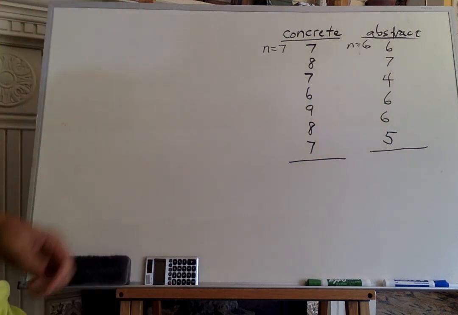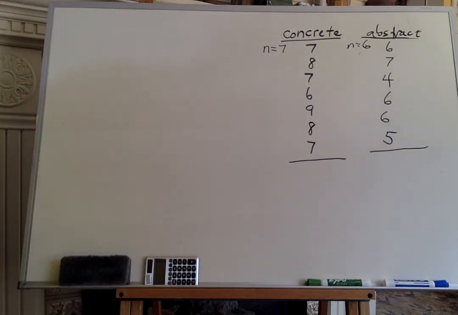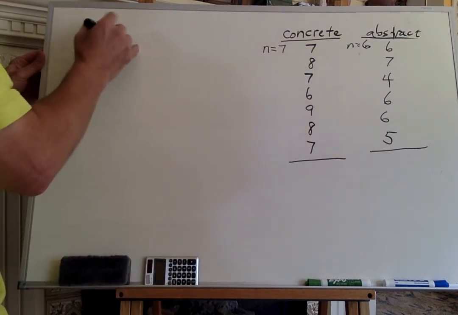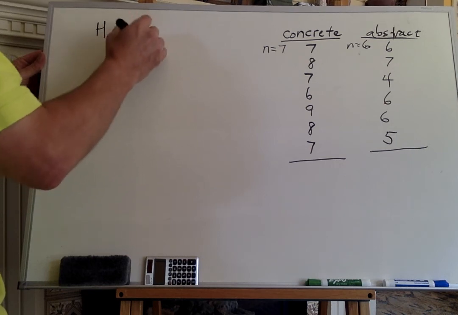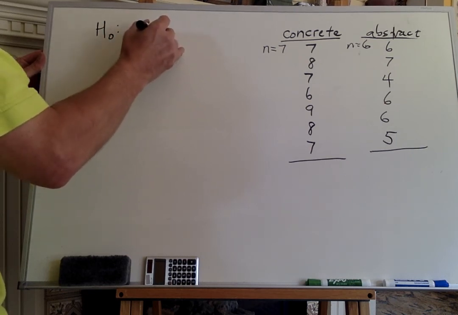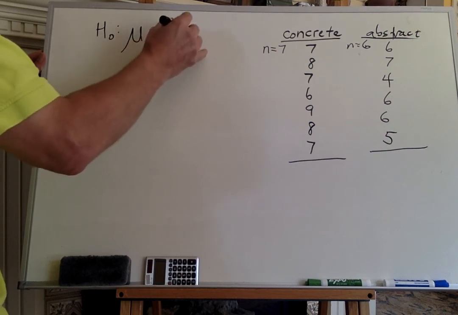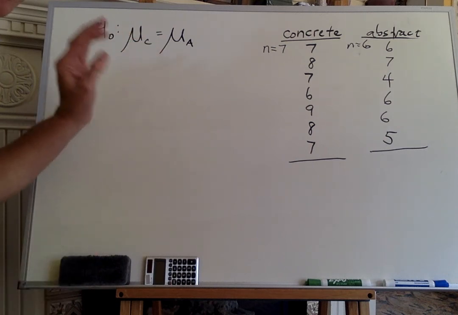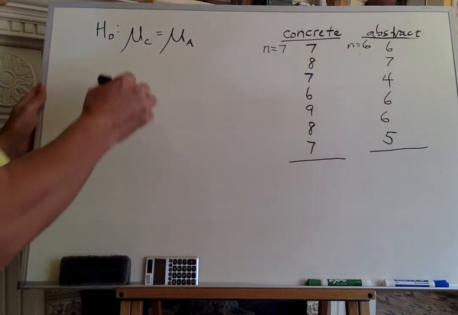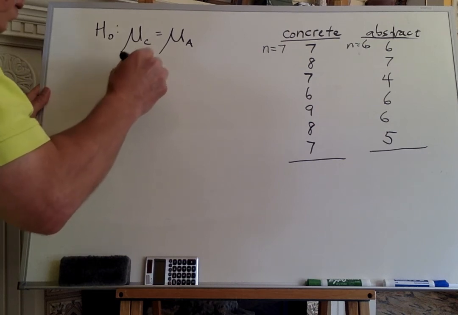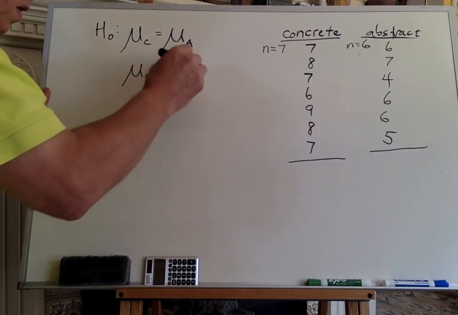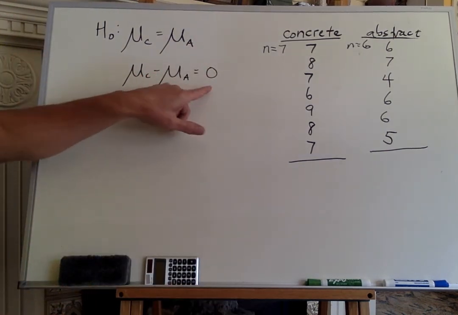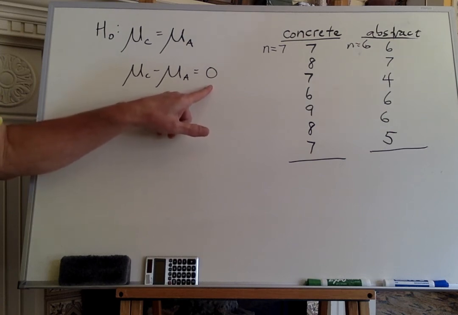And let's do our 5-step hypothesis testing procedure. Let's set up our null hypothesis, which would state that the concrete word population and the abstract word population are going to have equal means. Another way of writing that is that the difference between the two groups is going to be 0. When we compare the two groups, we're going to find no difference, 0.